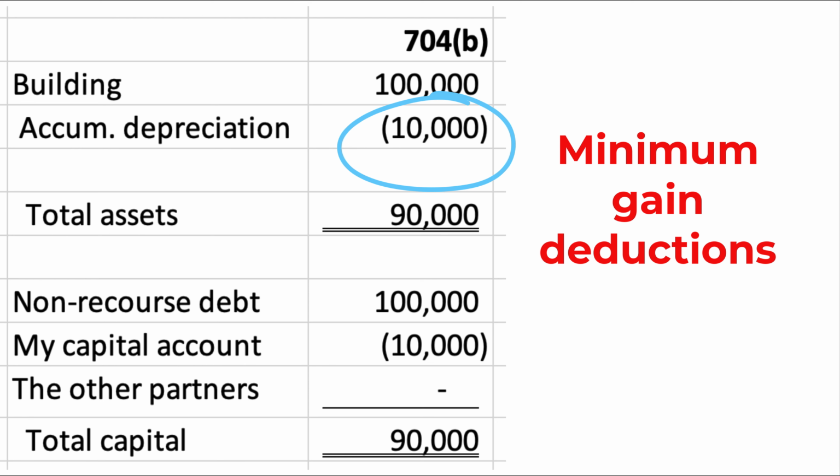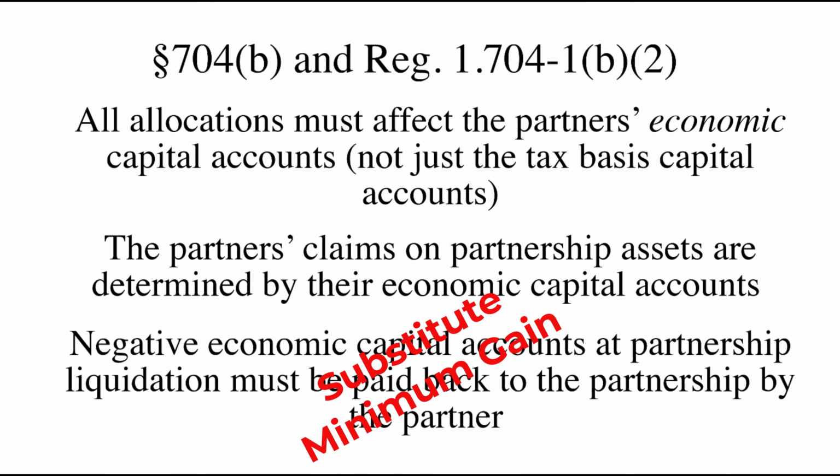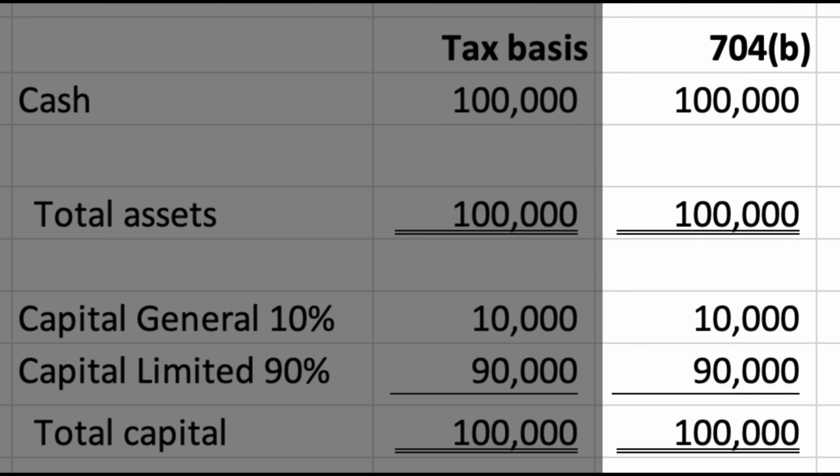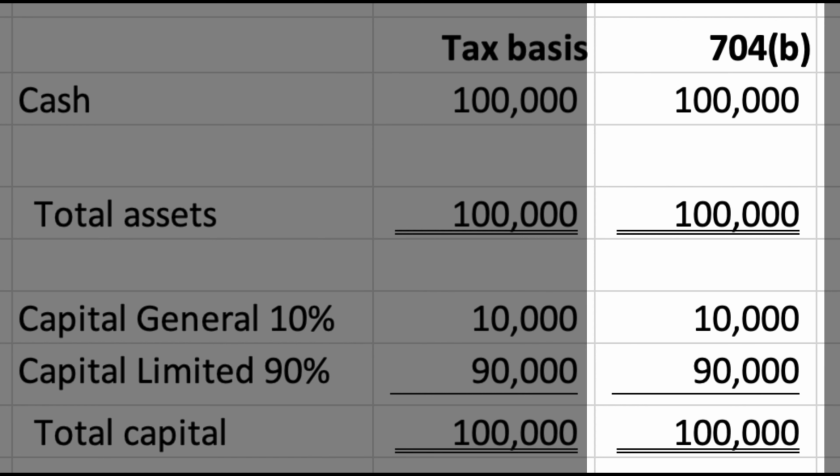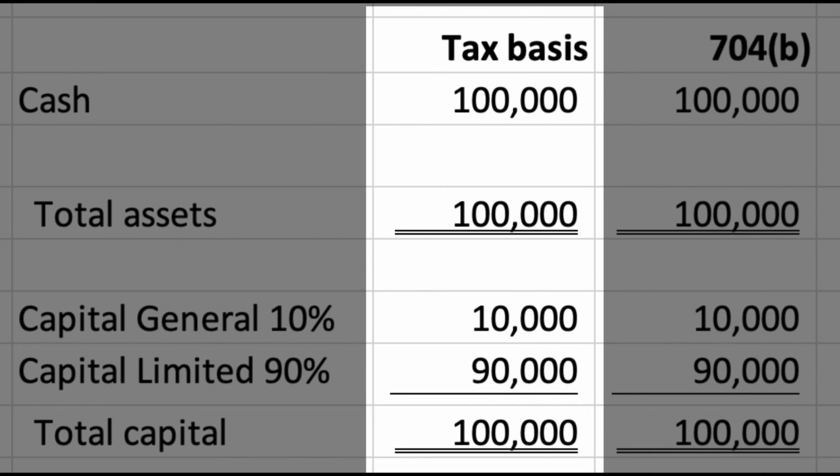Even though I have not agreed to a negative capital account restoration requirement, if the partnership defaults on the mortgage and the property is repossessed, the partnership will have a minimum of $10,000 economic gain. That gain will be allocated to me and my capital account will be restored to zero. As you can see, this is a substitute for the negative capital account restoration requirement. Notice that all of this is based on economic balance sheets and allocations. It is not based on tax balance sheets or allocations.